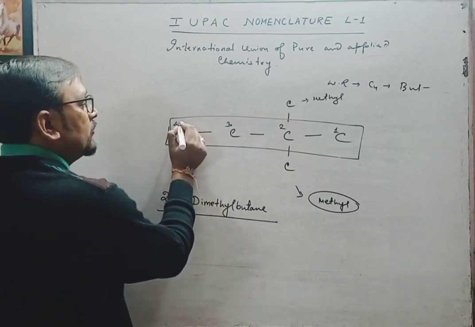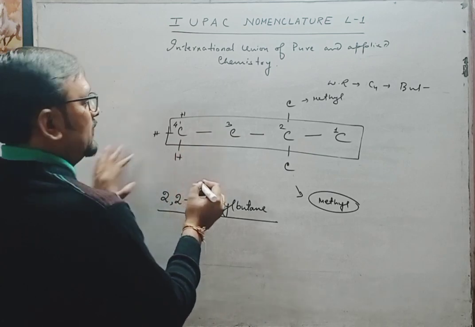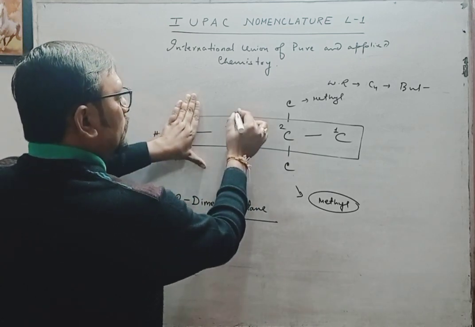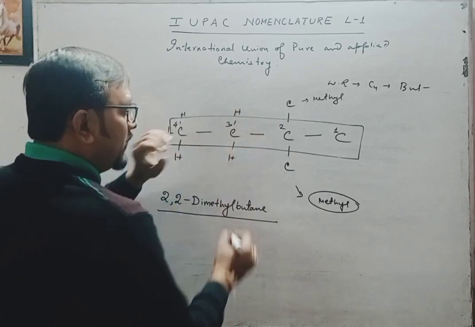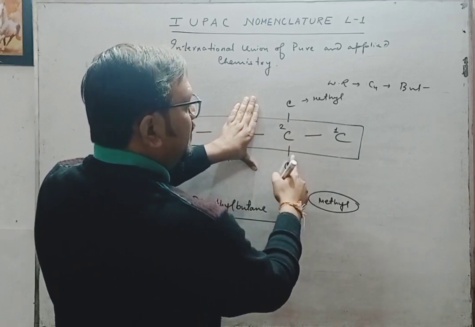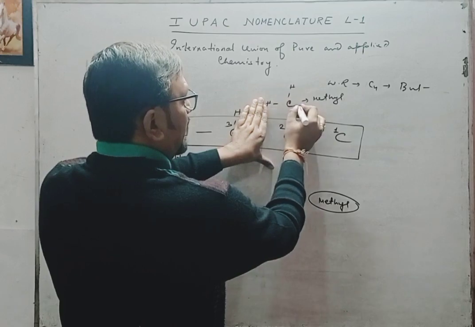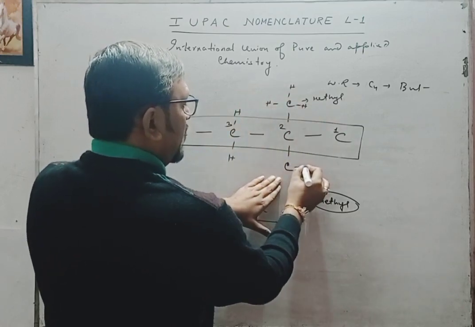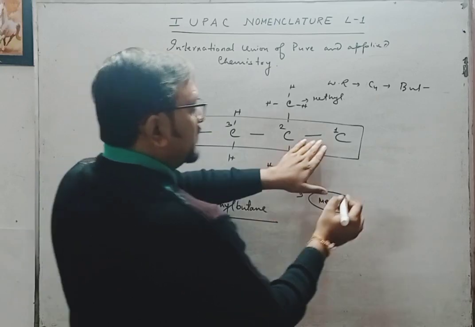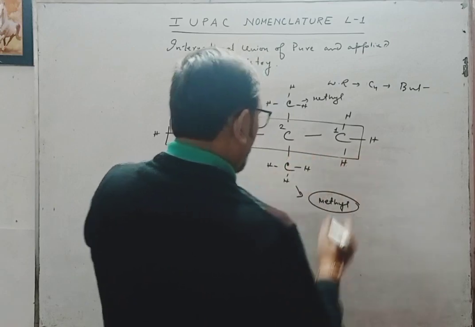Okay, and finally you fill it up with the hydrogen. Count and fill. 1, 2, 3, 4. You cannot give more than 4 because carbon is tetravalent. So 1, 2, 3, 4 already it is given. So count this 1, 2, 3 and finally 4 here. For this also 1, 2, 3 and 4.